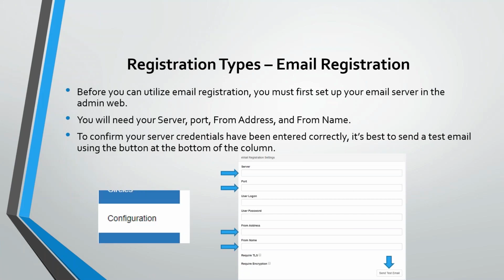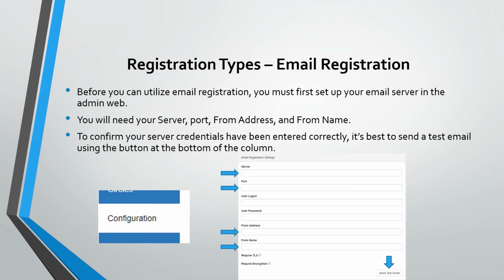Now, before we can even get into the email registration, we need to make sure that everybody knows how to set up their email server properly in miSecureMessages. So in order to see if you have that all set up properly, on the left-hand side, there will be a tab that says Configuration. You'll hit that, and then on the screen, you'll find the email registration settings.